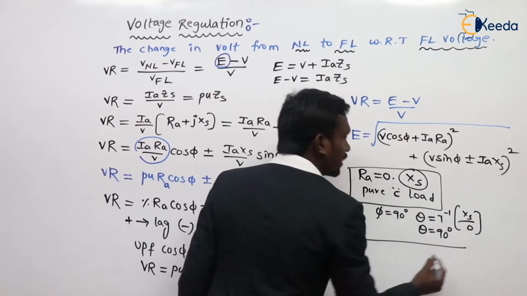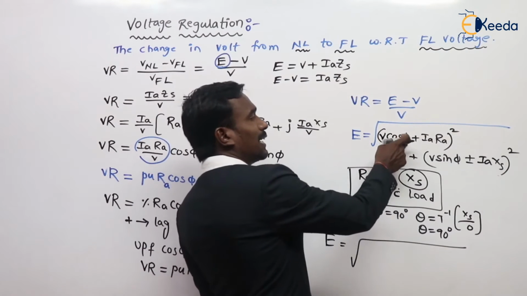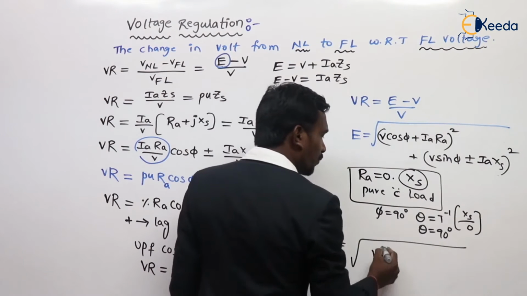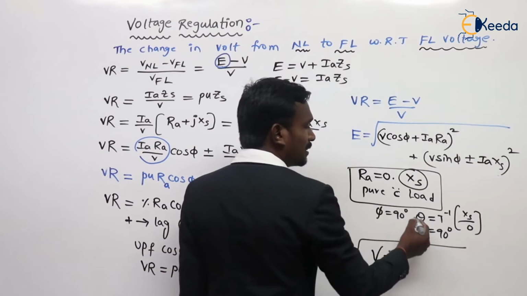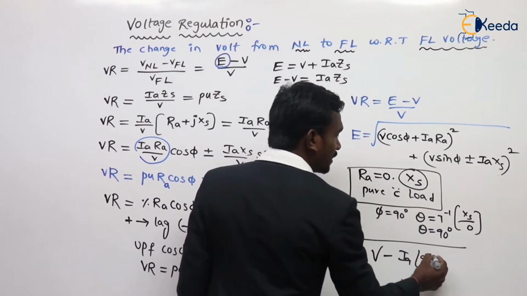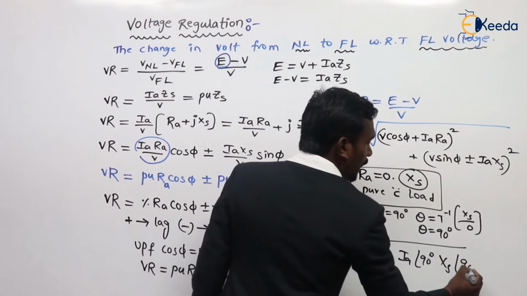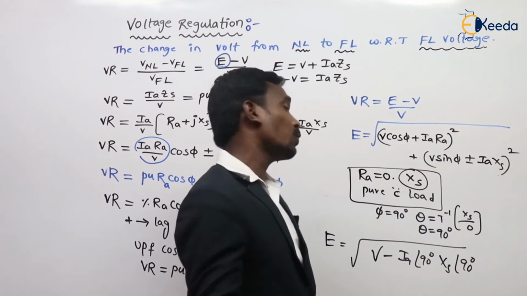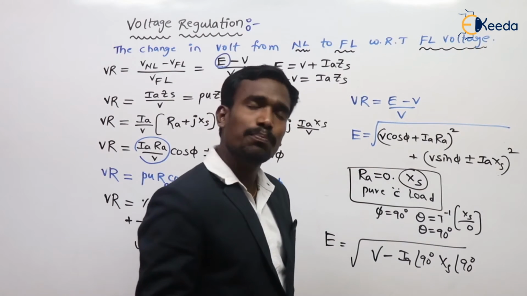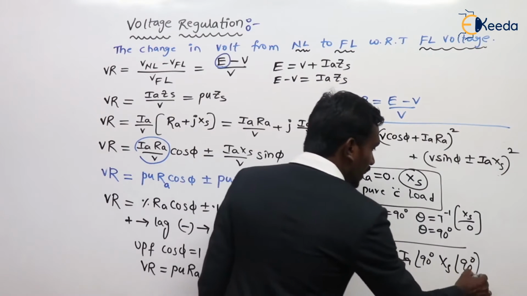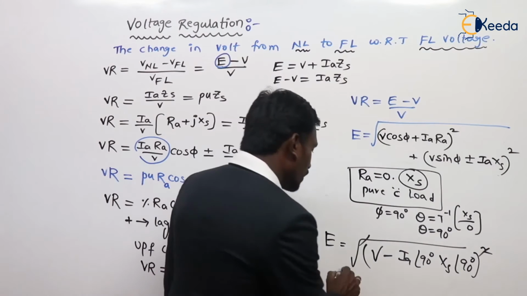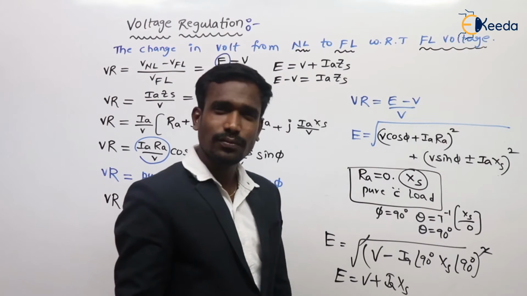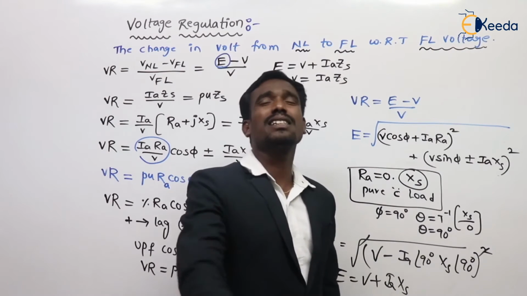E is equal to the square root of, when the power factor angle is 90, this is 0, and when RA is 0, this is also 0, so we have only this term: V, this is a capacitive load, that's why minus, and IA at an angle of 90 degrees, and XS at an angle of 90 degrees. 90 plus 90 is 180, and 180 is nothing but minus 1, and minus goes plus. So what is the answer? This is a square, the square root gets cancelled. So EMF E is equal to V plus IAXS. Like that we can calculate easily.